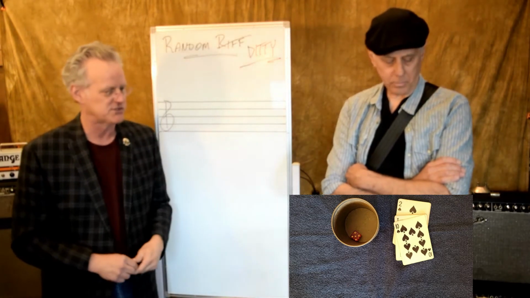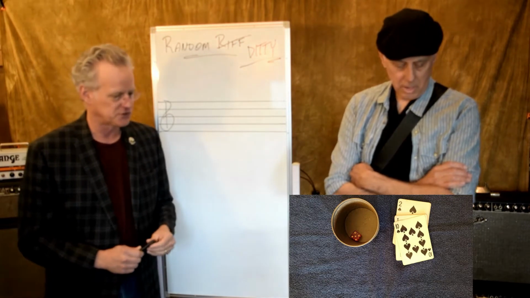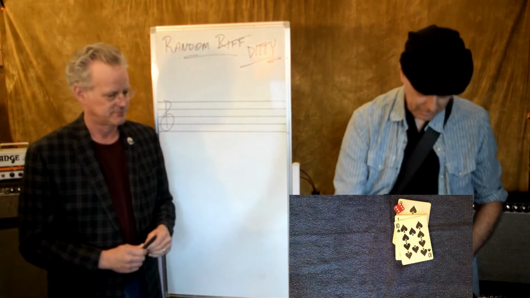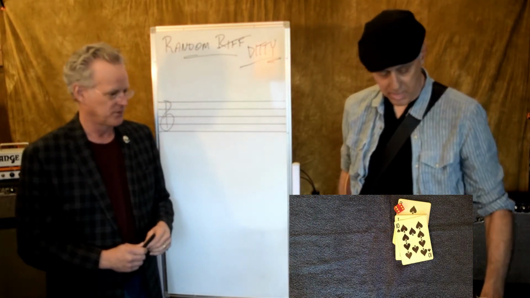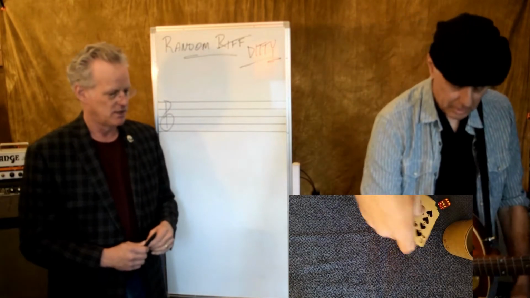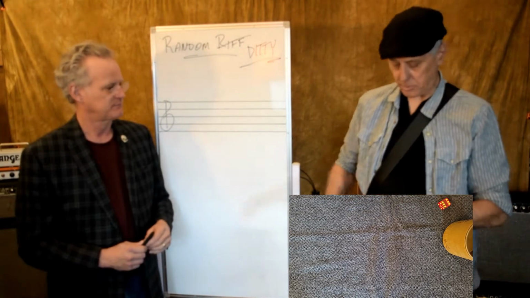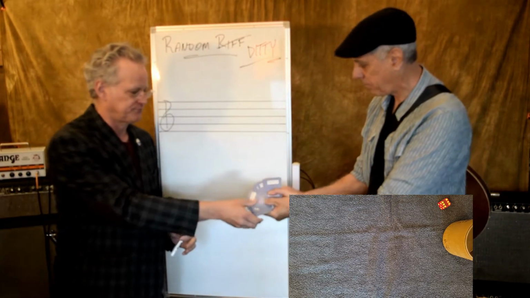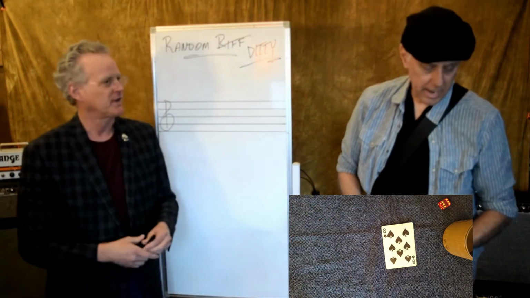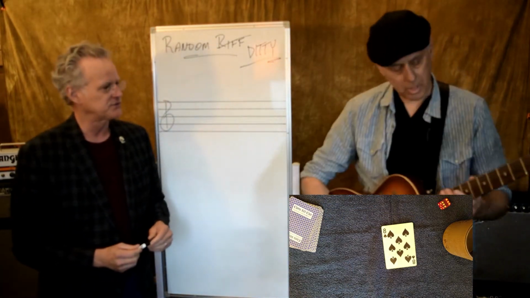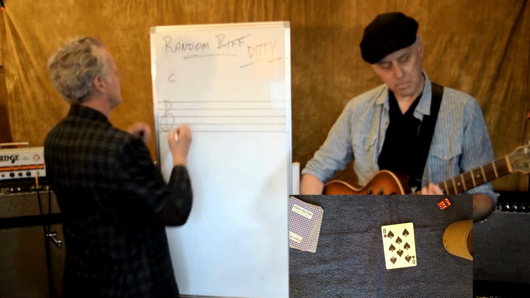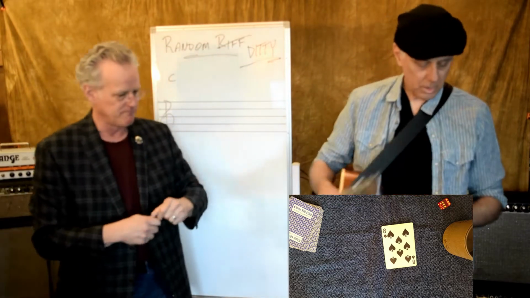So let's start. Give us our first string. What string are we going to be picking? 6. 6th string, so that's the low E string. All right, pick a card. 8. 6 and 8. So 6th string, 8th fret is what note? That's a C. Good. That's 1.